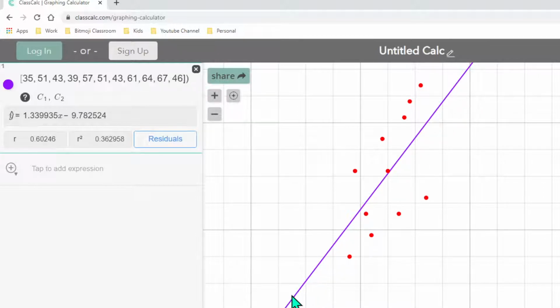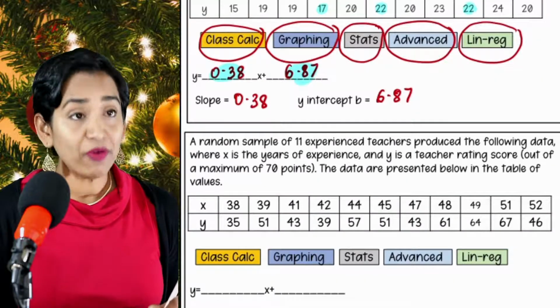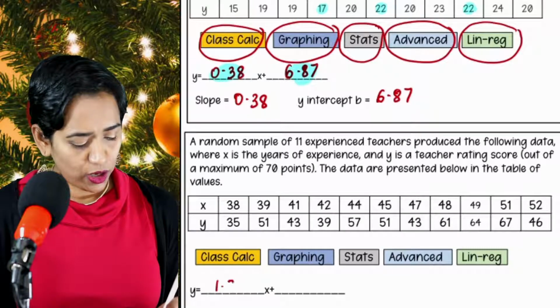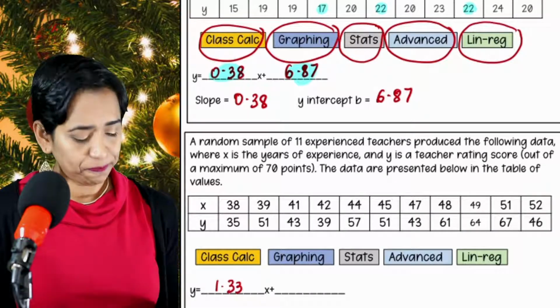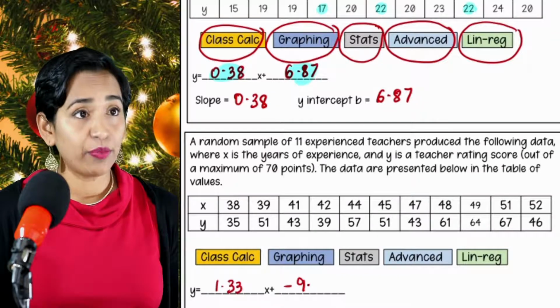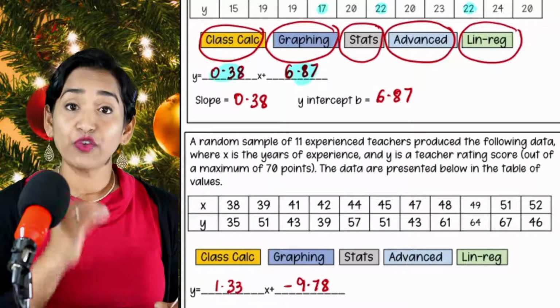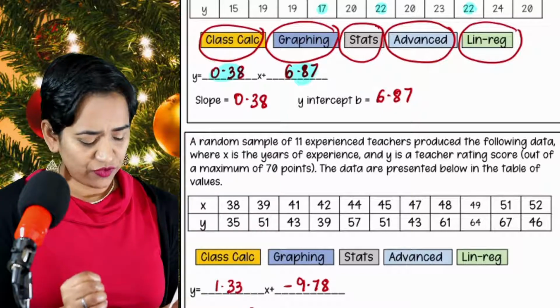Okay? All right, so once I have this, I'm going to write this in my worksheet, and that's what you should be doing as well. So my m value, my slope, is 1.33. My y-intercept is negative 9.78. And again, if they ask you for slope separately, just give them the slope.